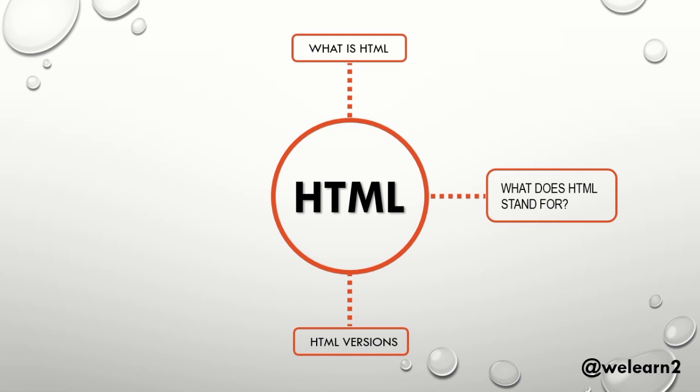Then the second version of HTML was published in 1995. The third version of HTML was invented in 1997. Then HTML4, 1999. The current version of HTML that we are using now is HTML5, which was released in 2014.